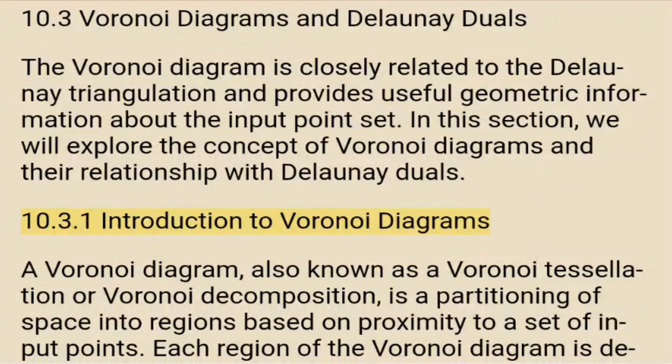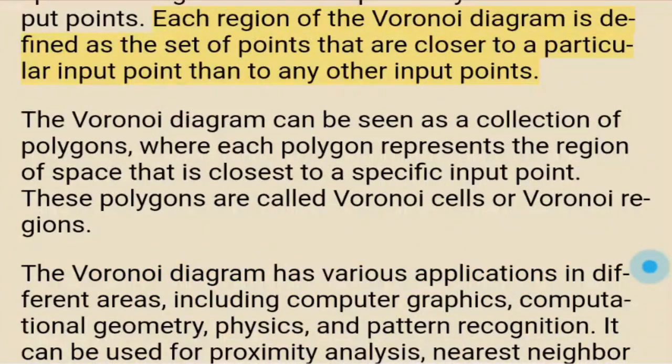10.3.1 Introduction to Voronoi diagrams. A Voronoi diagram, also known as a Voronoi tessellation or Voronoi decomposition, is a partitioning of space into regions based on proximity to a set of input points. Each region of the Voronoi diagram is defined as a set of points that are closer to a particular input point than to any other input points.